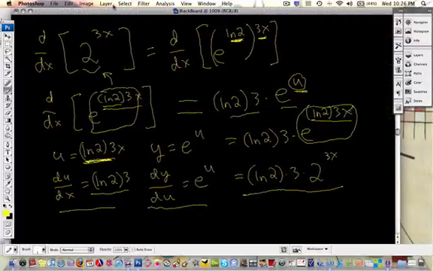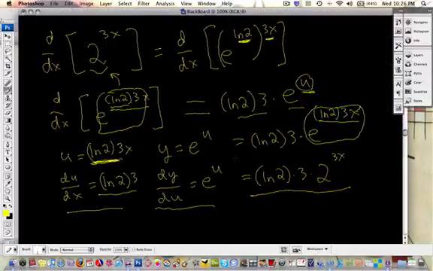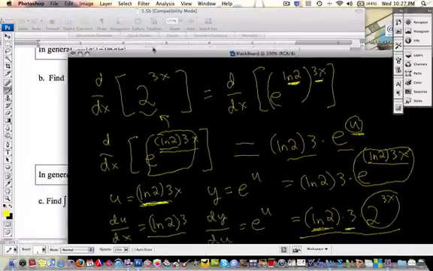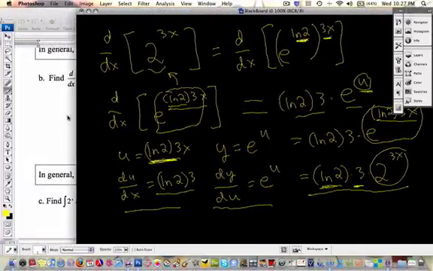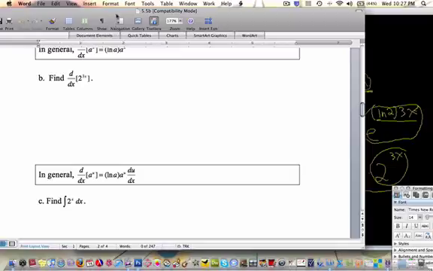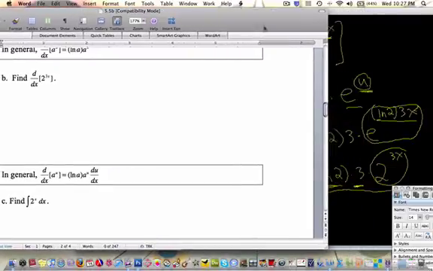Notice that what we end up with when we did the derivative of 2 to the 3x is ln 2 times this 3, and the 3 is just the derivative of the inner. It's just du dx, right? And then times the original, what we started off with. So that's all just from the chain rule. And if you look at the way they generalize that, I'll try to compare it.